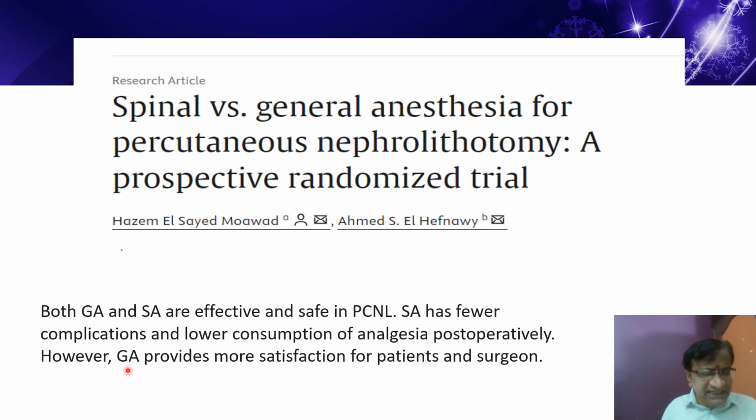Only one thing is they say GA provides more satisfaction for the patient and surgeon. There's one thing which I feel is sometimes they want the lung down. It is very difficult in spinal. What I do is ask the patient to take a deep expiration and then stop breathing for some time. He will cooperate, and some amount of sedation is needed, not very deep sedation. He will cooperate as soon as you introduce the scope. This is something like lung down.